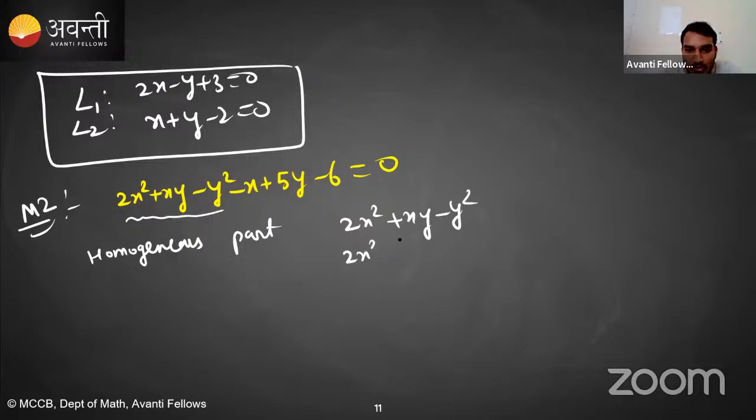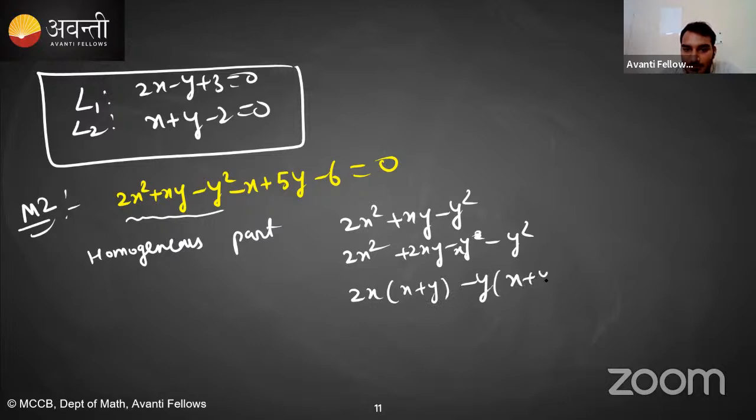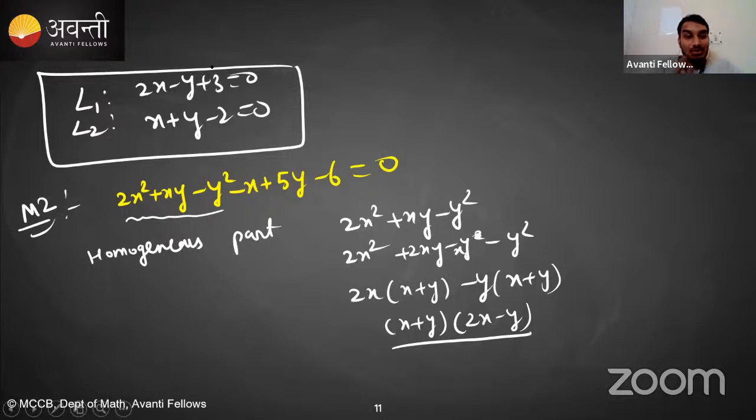So now what you need to do is try to factorize this. So this can be written as 2x square plus 2xy minus y square minus xy minus y square. So 2x common, x plus y, यहाँ से y common, x plus y. So this is nothing but x plus y, 2x minus y. Is this clear? So homogeneous part can be factorized like this.